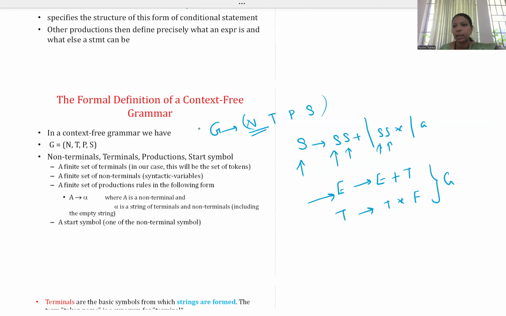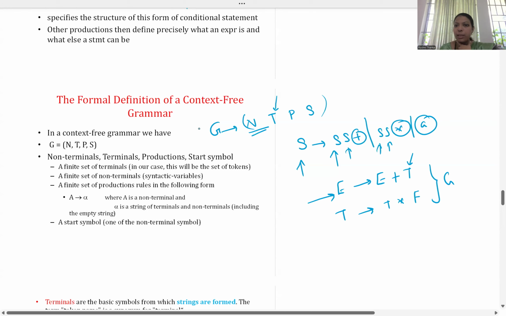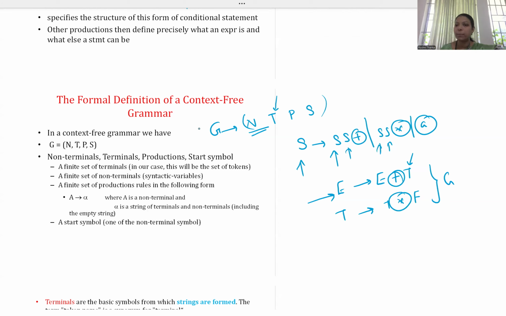What are terminals? This A is a terminal, this star is a terminal, this plus is a terminal, which means this cannot be further derived. I cannot further replace this plus, star, or A with any other thing. And what is production? P is production. Production means, for example, S tends to S into S. So this is a production. Then S tends to S plus, this is a production. E tends to E plus T, this is a production. And what is the start symbol? In this case, S is the start symbol. So these are all the components present inside a grammar.